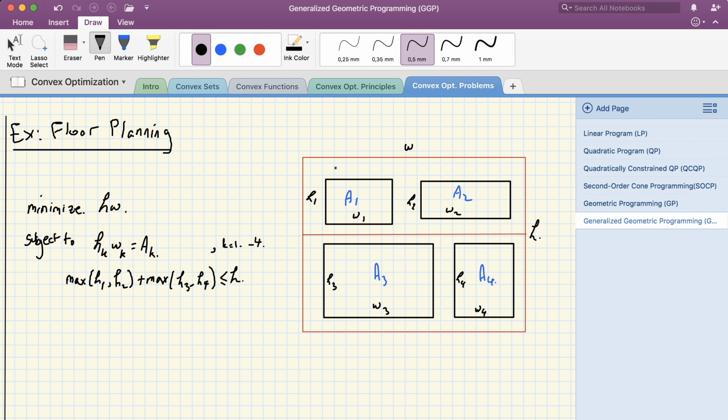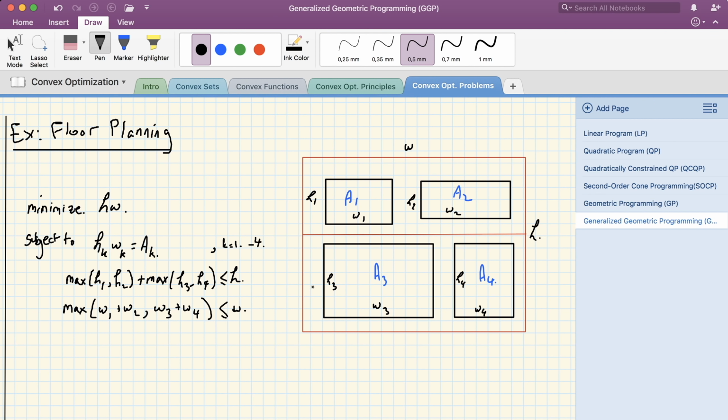Also, we have a width constraint. That is, we see that W1 plus W2 should not exceed W. Likewise, W3 plus W4 should not exceed W. Right? Those two could formulate one max constraint. That is, the max of W1 plus W2 and W3 plus W4 should be less than W. So I could erase this and just copy this.